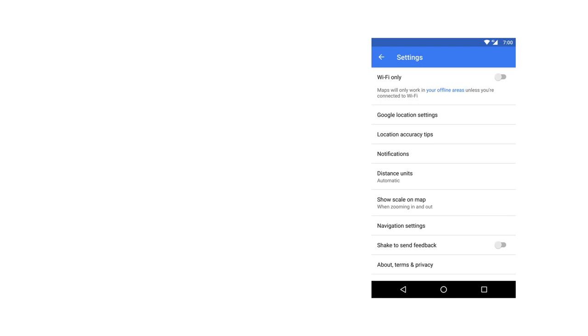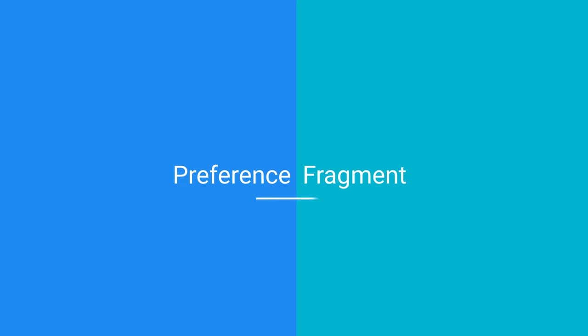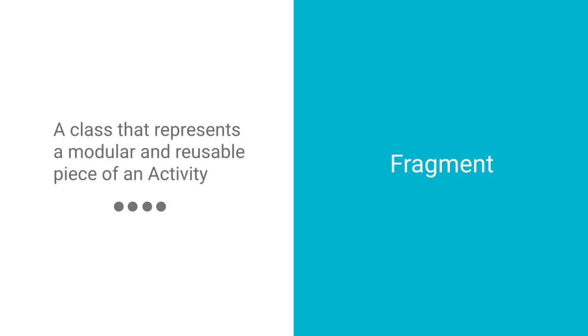Because shared preferences are usually used for app settings, they work hand in hand with another part of the Android framework, which is meant for creating a user interface for settings activities. This framework class is called Preference Fragment. Before I get into how Preference Fragment works, I want to talk a little bit about what a fragment is in general. A fragment is a class that represents a modular and reusable piece of an activity.